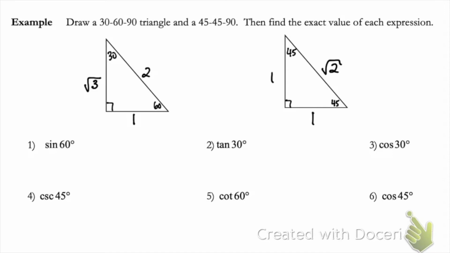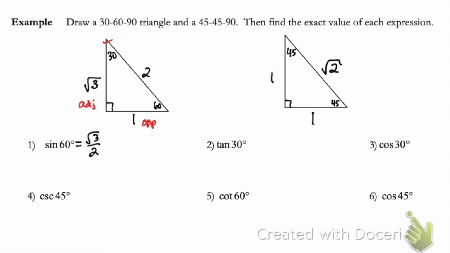So starting with number 1, we're using 60 as our reference angle. That means that square root of 3 is my opposite and 2 is my hypotenuse, which are the 2 values that we need for sine. So sine of 60 is equal to square root 3 over 2.